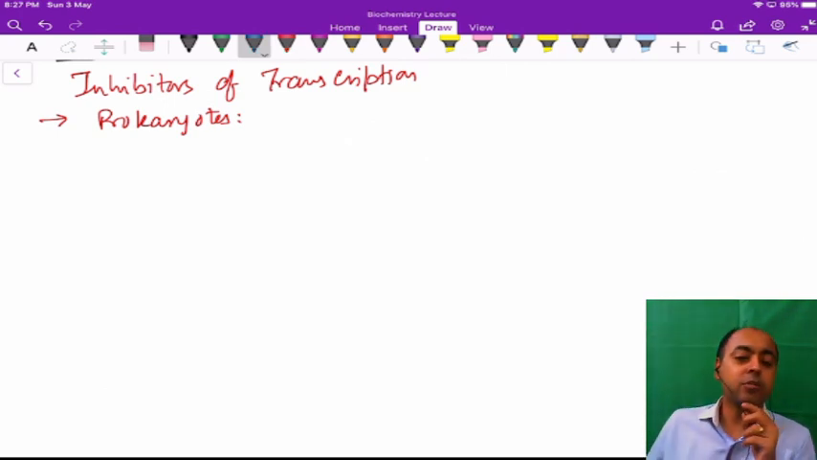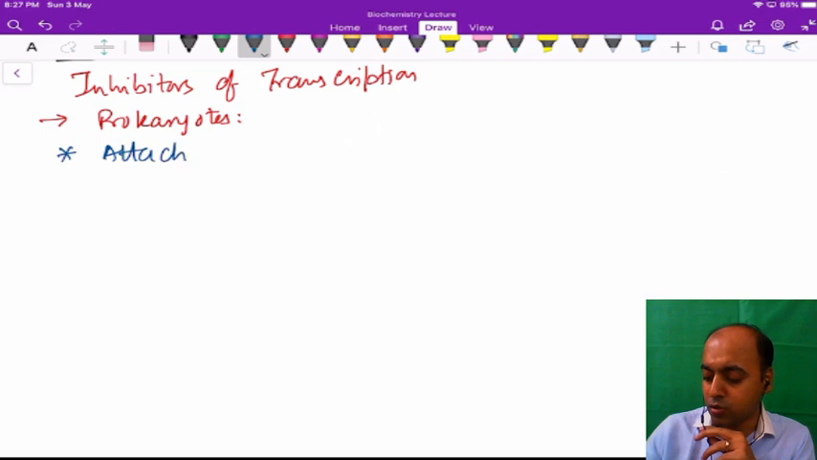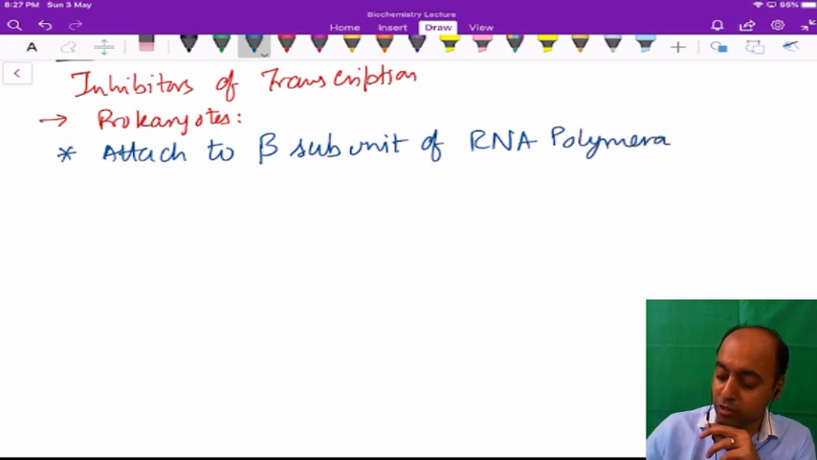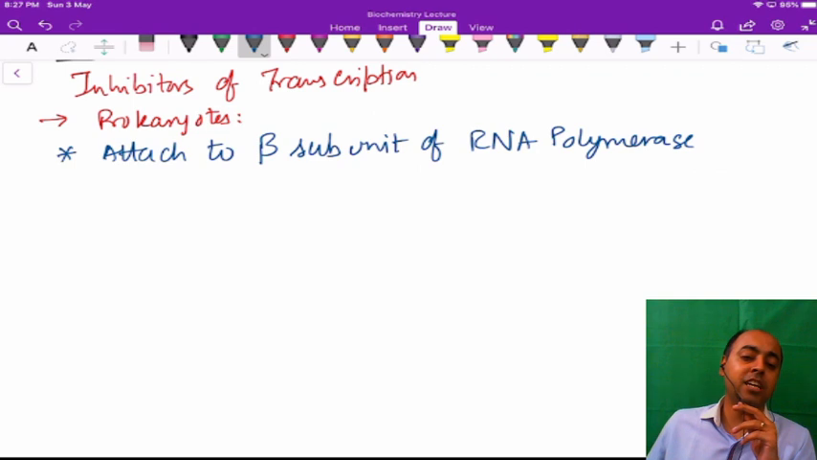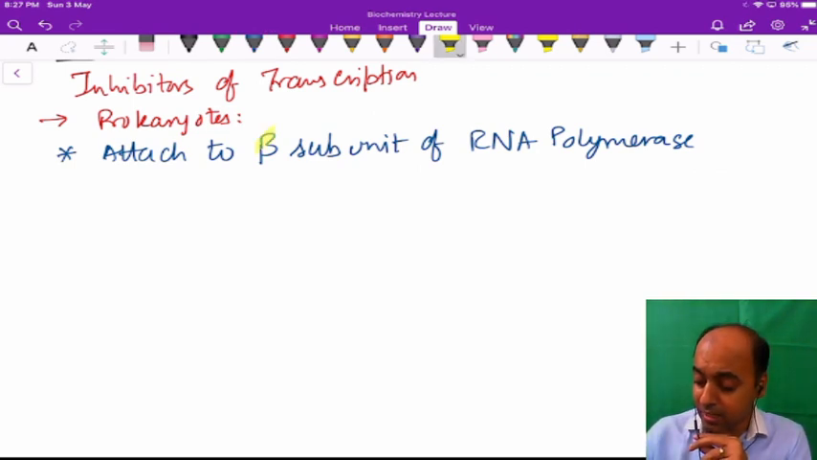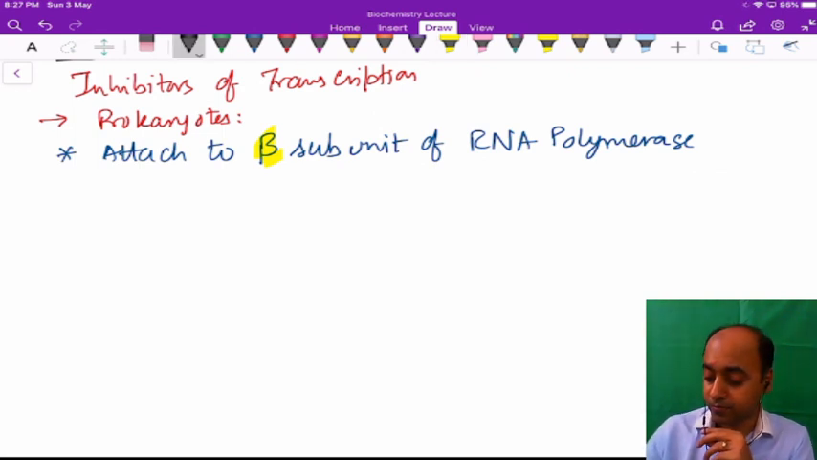In prokaryotes, the inhibition of transcription can occur in two ways. Some inhibitors are able to attach to the beta subunit of the polymerase. You recall the polymerase was having the 5 subunits, 2 copies of alpha, 1 beta, beta dash and omega. So the inhibitor can attach to the beta subunit of RNA polymerase.